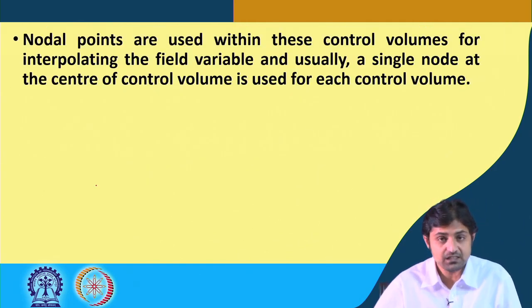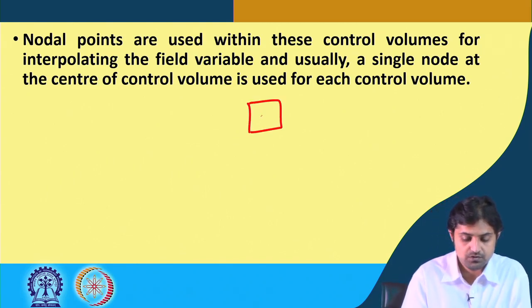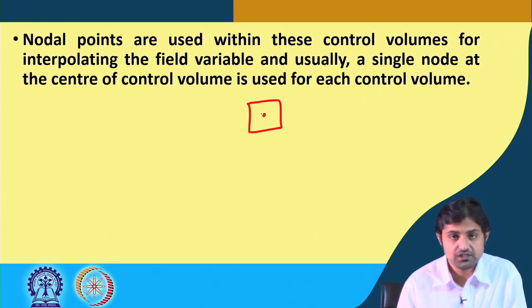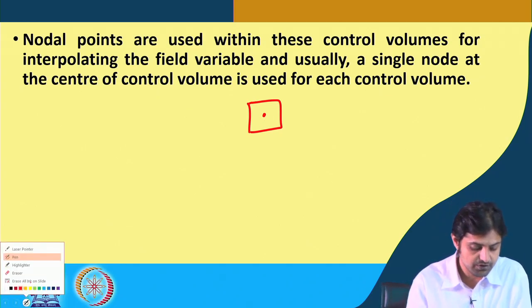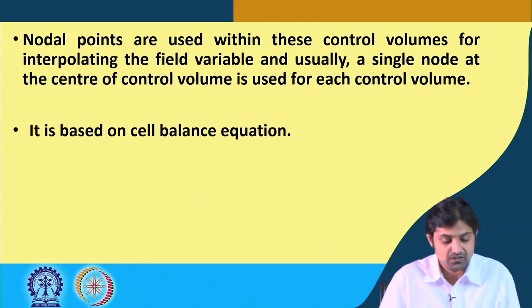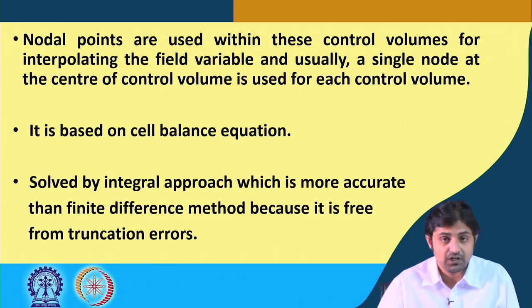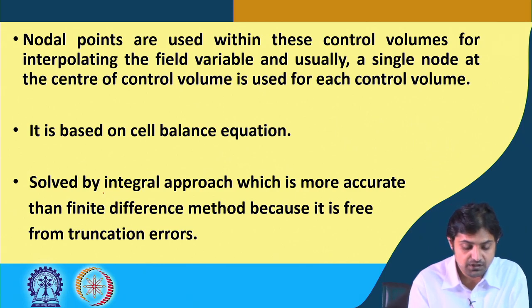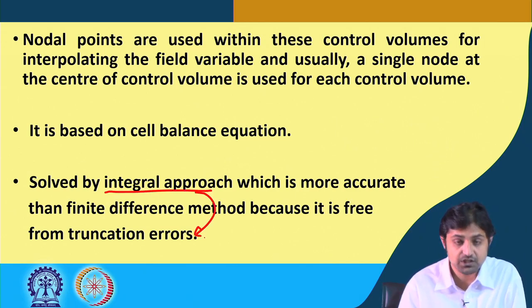So the nodal points are used with these control volumes for interpolating the field variable, and usually a single node at the center of the control volume is used for each control volume. This is the one single point in that control volume that is used, and this is based on the cell balance equation. It is solved by the integral approach, which is more accurate than the finite difference method because it is free from truncation errors.